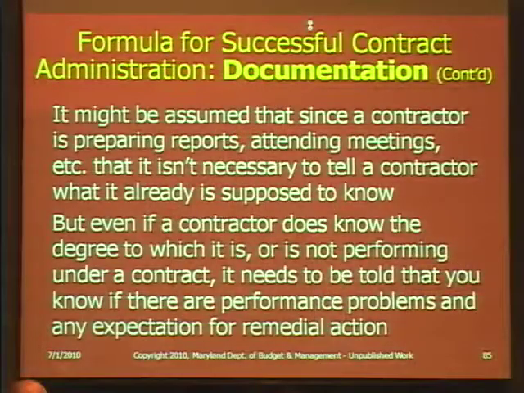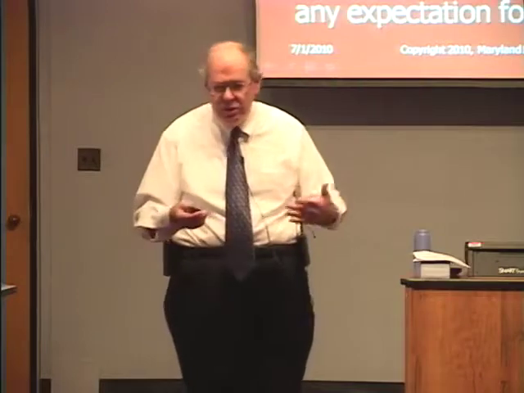It might be assumed that since a contractor is preparing reports, attending meetings, etc., it isn't necessary to tell a contractor what it already is supposed to know. But even if a contractor does know the degree to which it is or is not performing under a contract, it needs to be told that you know, if there are performance problems, and that there is an expectation of remedial action. The old subject of, if I know but don't say anything, then I am by default letting you get away with it. So you need to let them know you know, and that something's going to happen.